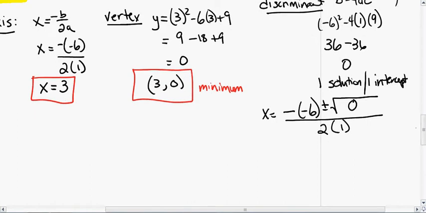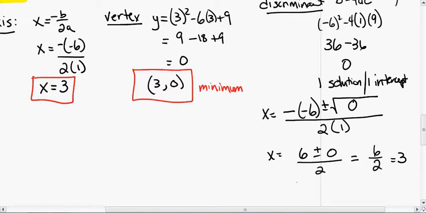So minus a negative 6 is just positive 6, plus or minus the square root of 0, which is just plus or minus 0, all over 2. And 6 plus 0 is 6. 6 minus 0 is 6. So we really do only have one solution. 6 divided by 2, or 3.